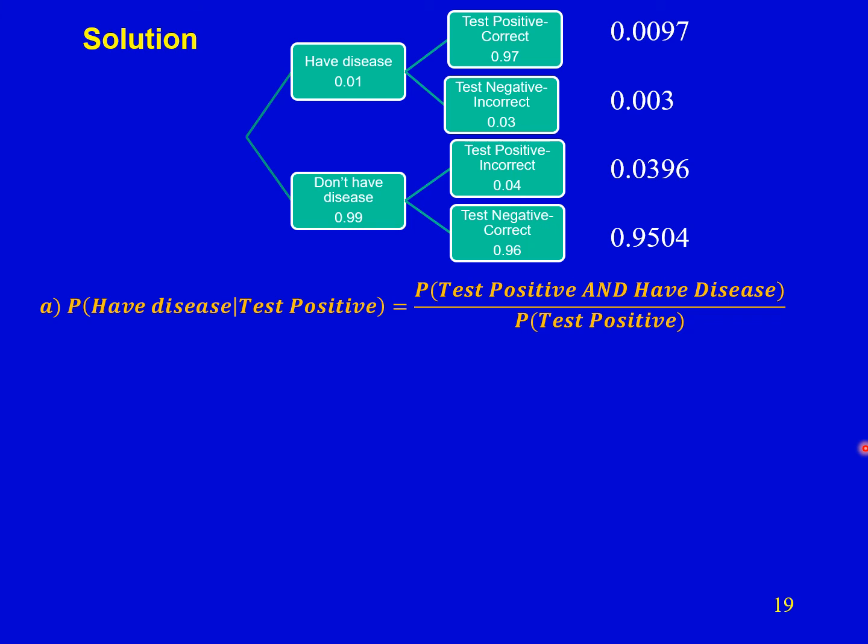So part A asks us to calculate the probability they have the disease given that they have tested positive. So using our formula, our Bayes' theorem, it's the probability they test positive and they have the disease divided by the probability they test positive. So test positive and they have the disease is the same as have disease and test positive. So it's moving along these branches. So it's this 0.097. So the top part is 0.097. The bottom part, probability they test positive, it's basically have disease and test positive, or don't have disease and test positive. So it's this one plus this one. And that gives us 0.197.